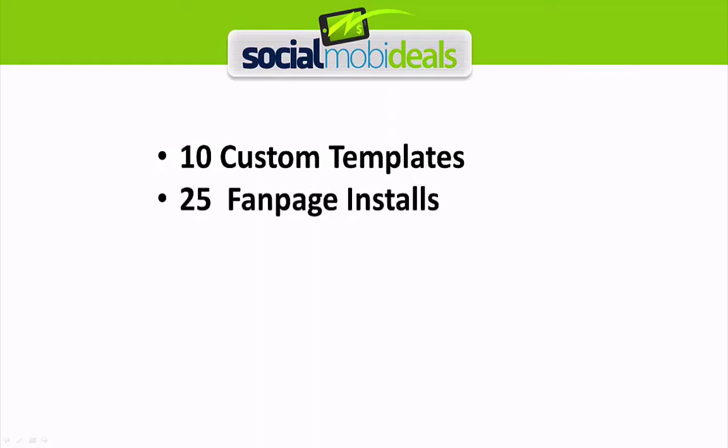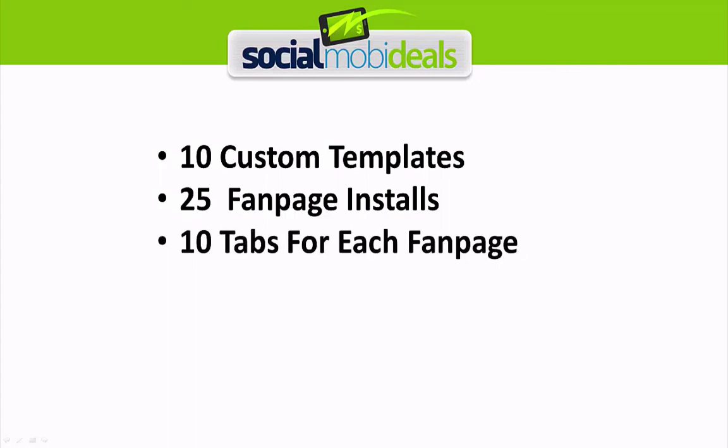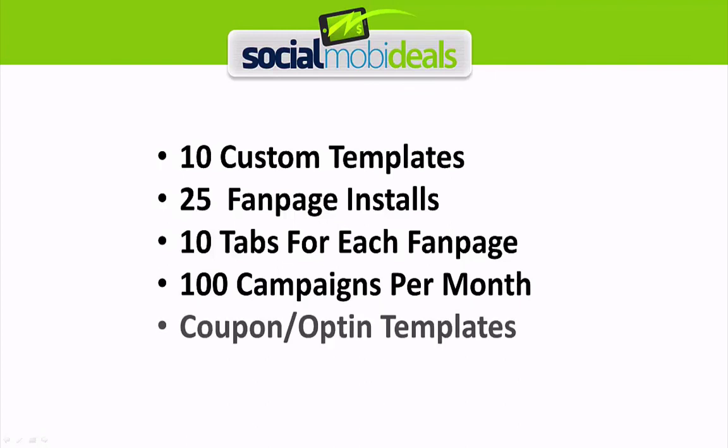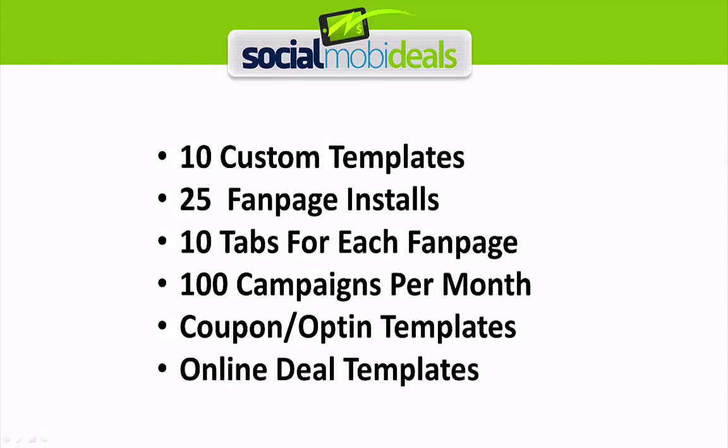All right, guys, I know I've taken enough of your time today, so let's look and see what all is included with the Social Mobi deals. First of all, you're going to get the 10 custom templates that I showed you. You have 10 templates for the deals, you have 10 templates for the coupons. And then you can take your Social Mobi deal campaigns and install them on up to 25 different fan pages. So we've definitely got you covered there. And on each one of those fan pages, remember that little drop down menu? Well, you can install on up to 10 separate tabs for each fan page. You can do 100 campaigns per month. And remember, you're going to get the coupon opt-in templates, and you're also going to get the online deal templates.